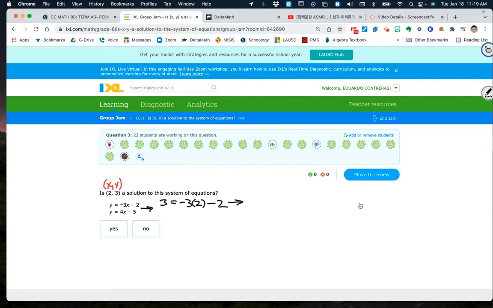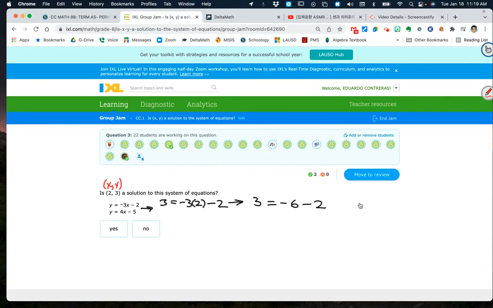So basically, I get 3 equals negative 6 minus 2. I've got to figure out that. If negative 6 minus 2 equals positive 3, then it's true. If it's not, then it's a no. Okay, let's try it. So I've got to do this math here: negative 6 minus 2. How can I do that subtraction? How do I normally do subtraction with negatives? Keep change opposite. Let's try it.